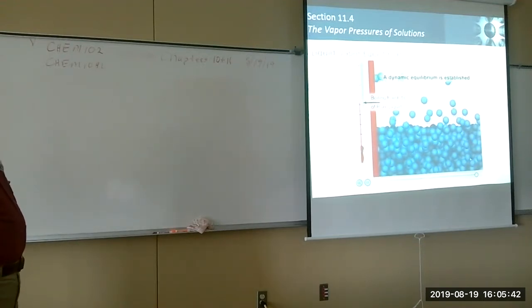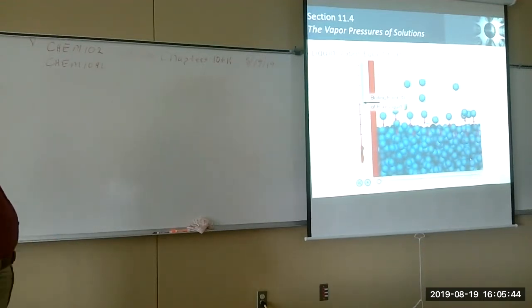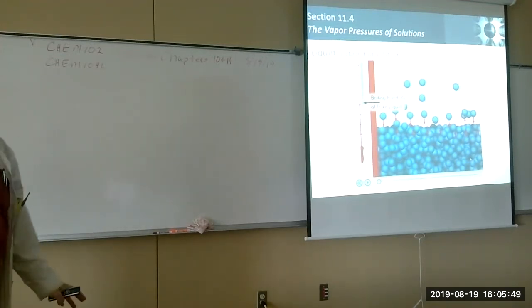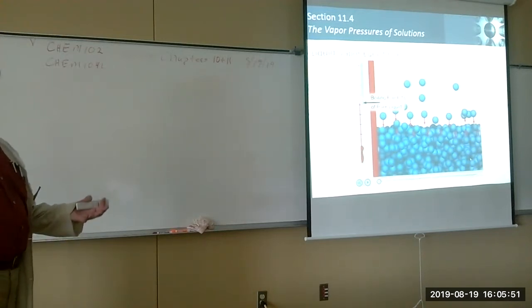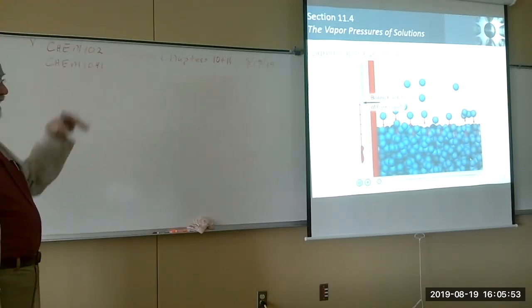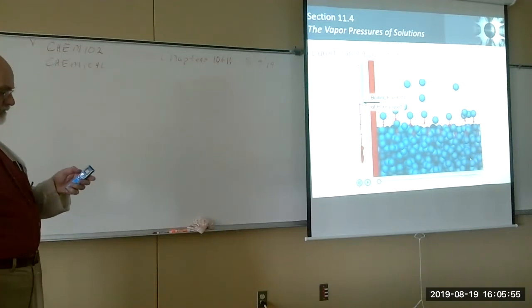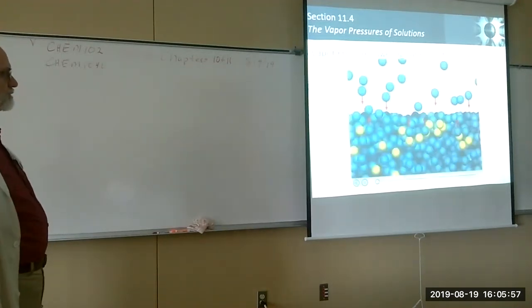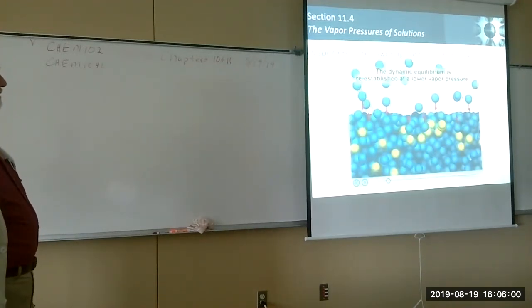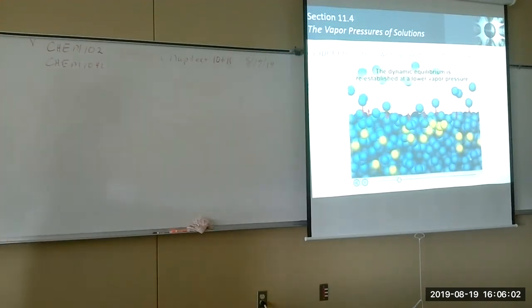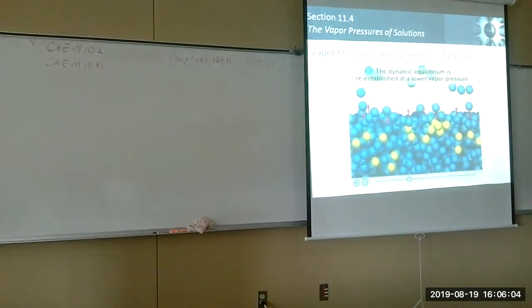Okay? So for a particular temperature, in a closed vessel, you eventually reach an equilibrium point between the vapor phase and the liquid phase. What happens? The new liquid-solute interactions change the nature of the liquid phase. As a result, fewer molecules of liquid leave the surface to enter the vapor phase.